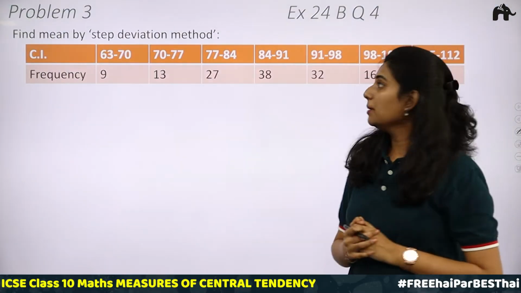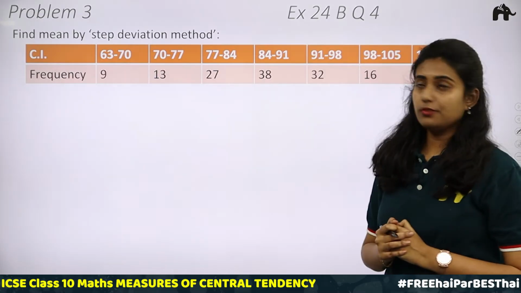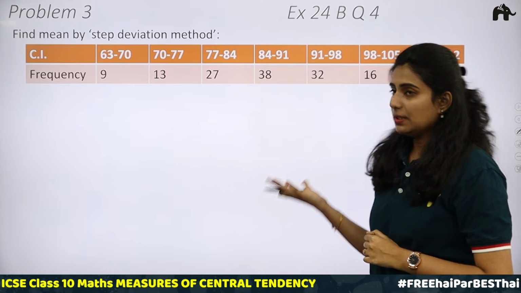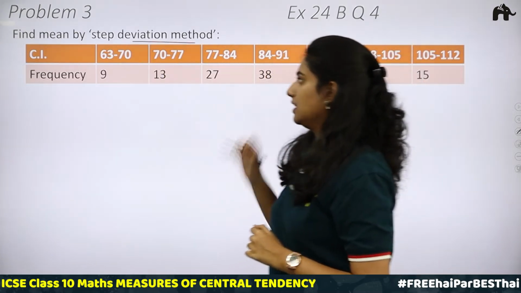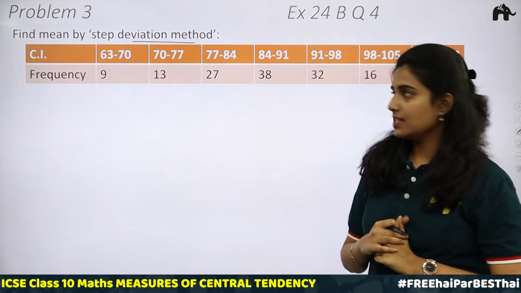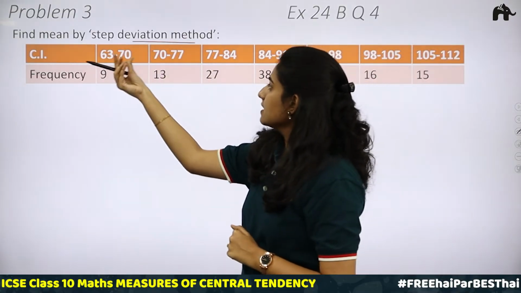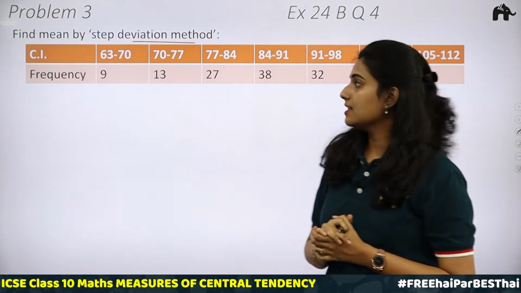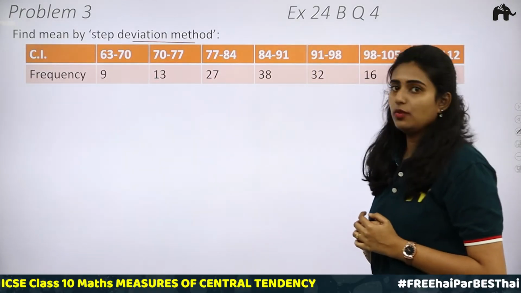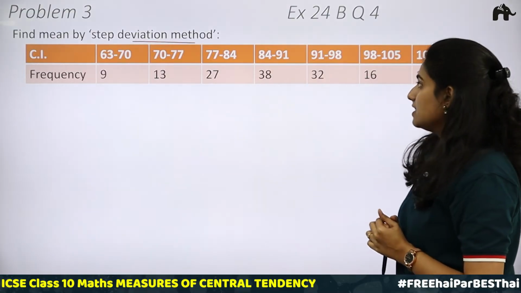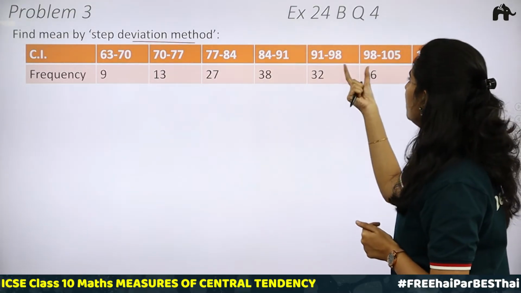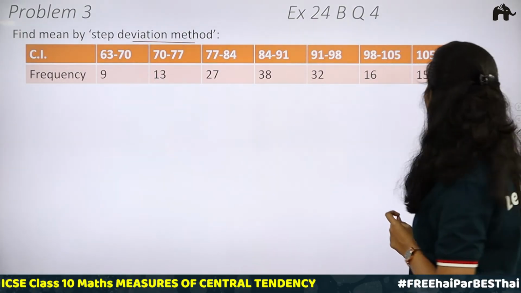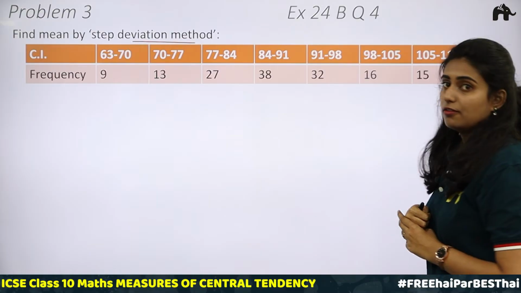Okay, next problem number 3, question 4 of exercise 24B. Find mean by step deviation method. Here they are asking you to find the mean using the step deviation method. Okay, class interval and frequencies are given. In the interval 63 to 70, the frequency is 9. 70 to 77, frequency is 13. 77 to 84, 27. 84 to 91, 38. 91 to 98, 32. 98 to 105, 16. And 105 to 112, 15.